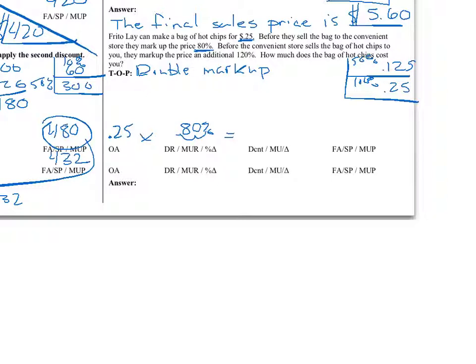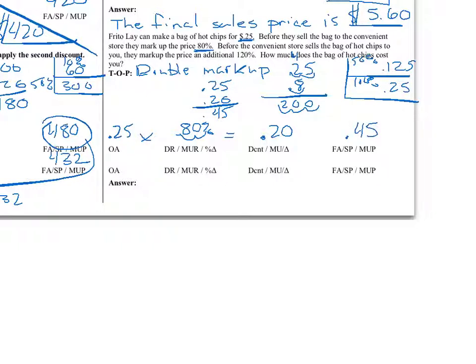So I have 0.25 times 0.8. 0, carry the 4. And 8 times 2 is 16, plus 4 would be 20. And I'm looking at this, I've got 1, 2, 3 decimals, so 1, 2, 3 decimals. Tells me the additional markup is 20 cents. So they made it for a quarter, and they sold it to the convenience store for 0.25 plus 0.20. They sold it to the convenience store for 45 cents.